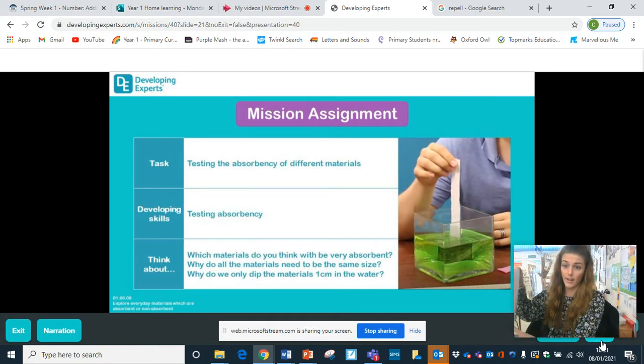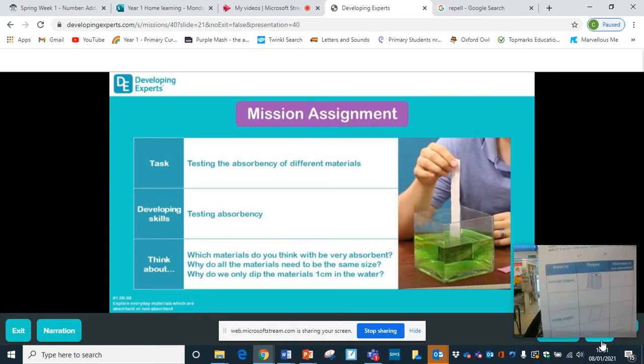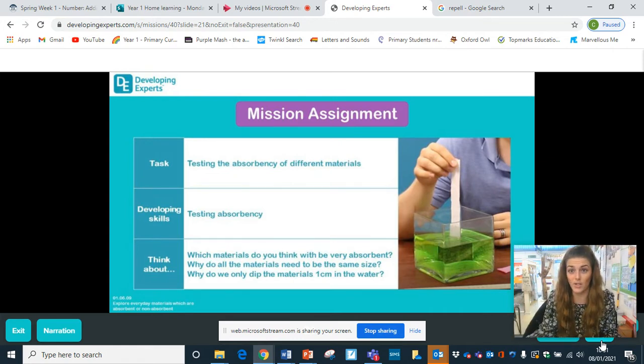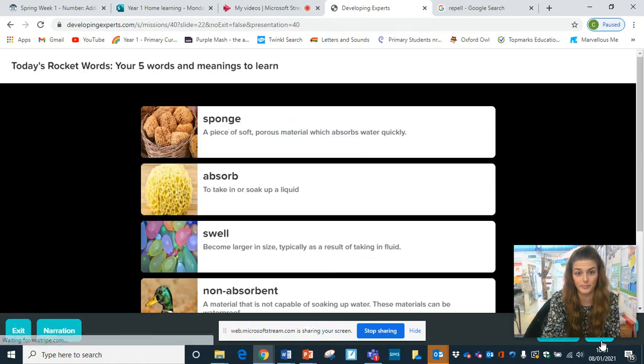I will put up a sheet, or there will be a sheet, something like this. You can use this one to help you if you like, which is a table made up for you for your experiment, or you can record it in your own way, which is also fine. And then you can share these on the parent support email.